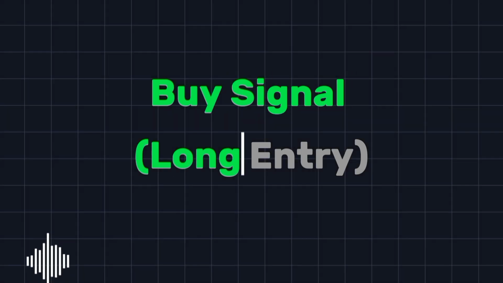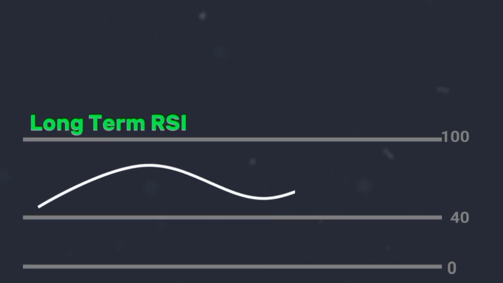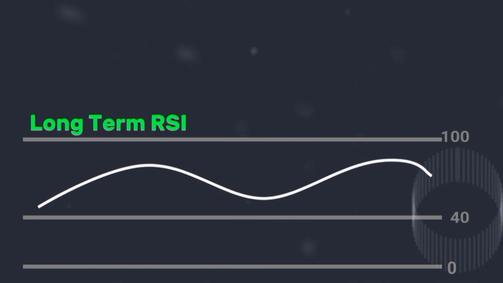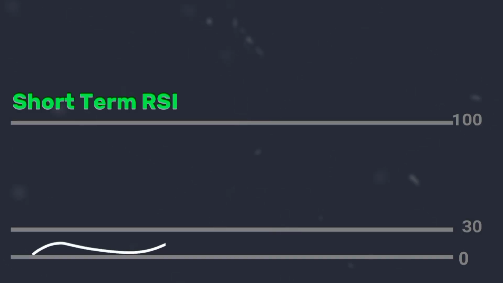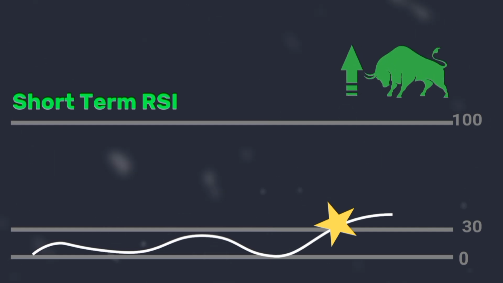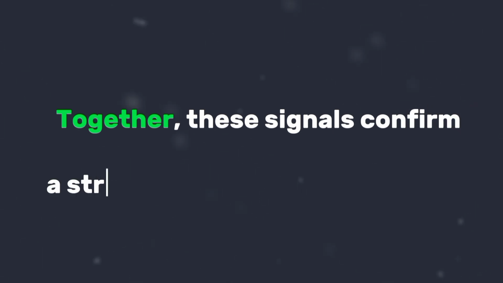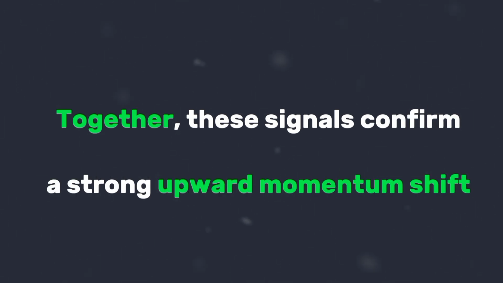How to use the Dual RSI strategy. Buy signal, long entry. To get a buy signal, we first check the long-term RSI. If it is above 40, it indicates an overall bullish trend. Then, we look at the short-term RSI when it crosses above 30, signaling a move out of oversold conditions, and that is the buy signal. Together, these signals confirm a strong upward momentum shift.